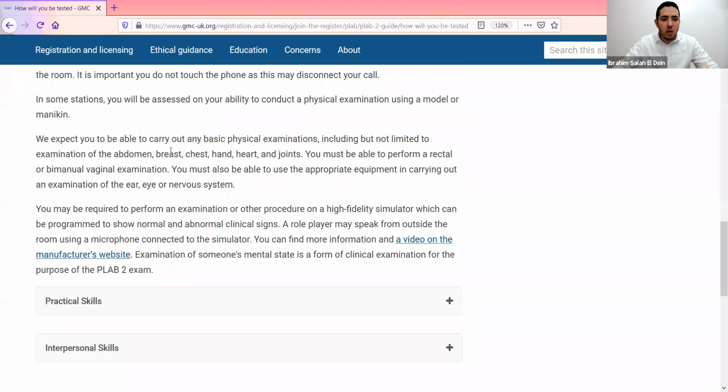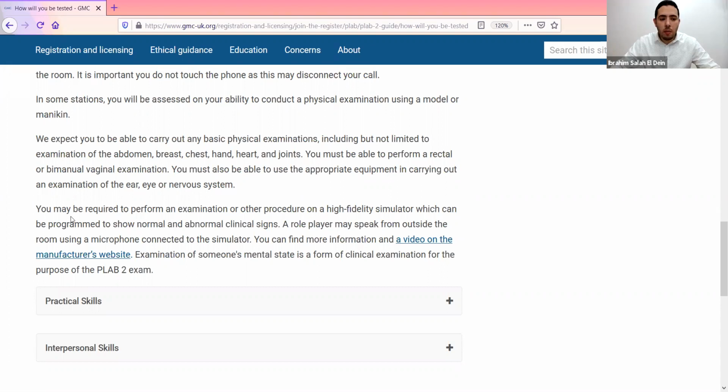We expect you to be able to carry out any basic physical examination, including but not limited to examination of the abdomen, breast, chest, hand, heart, joint. You must be able to perform a rectal or bimanual vaginal examination. All these examinations, you must know about them, and there are specific clinical videos for them. You must also be able to use appropriate equipment in carrying out an examination of the ear, eye, or nervous system. You need to see videos for it, or even try to practice or train on this equipment.